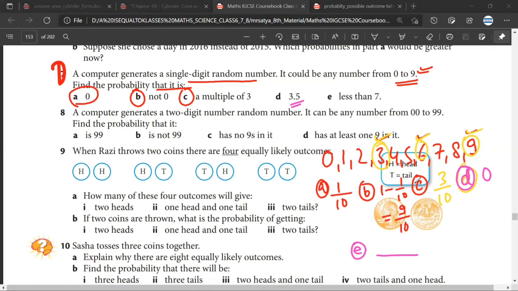Less than 7. 7 upon 10, sir. Yes, less than 7, so 7 upon 10. So these numbers are possible: 1, 2, 3, 4, 5, 6, 7. So 7 numbers are possible. So the answer would be 7 upon 10. Any doubts still? No doubt. So now have you understood how to do these kind of questions? Yeah.